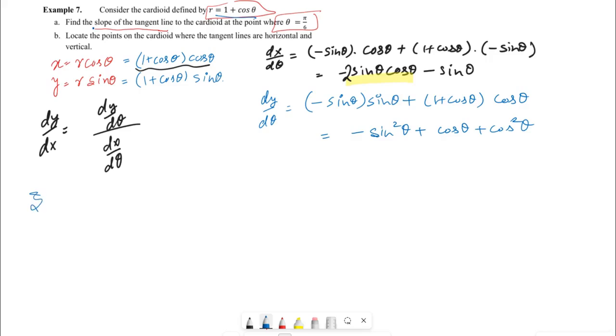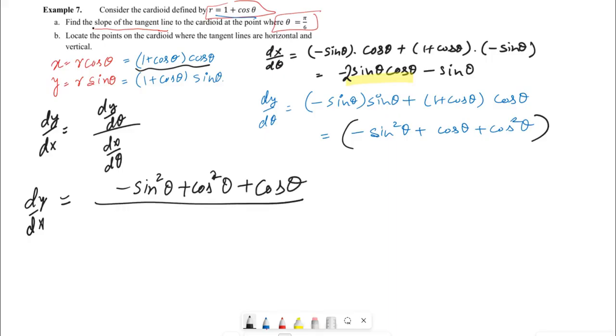So for finding the slope, we need first to find dy by dx. dy by dx would be equal to dy by d theta, which is this, negative sine square theta plus cosine square theta plus cosine theta, divided by dx by d theta, which is negative 2 sine theta cos theta minus sine theta. We need to find the slope at pi by 6. That means we need to put theta equal to pi by 6 in this.